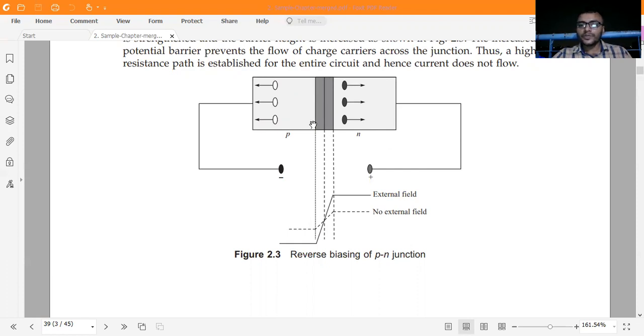Then in this case a depletion layer is created. Due to the depletion layer, the width of the region is enhanced, and in this area there is a very minor amount of electron-hole pair combination. If it is a depletion region, then there is no possibility of electric current flowing. So it is just like an open circuit.